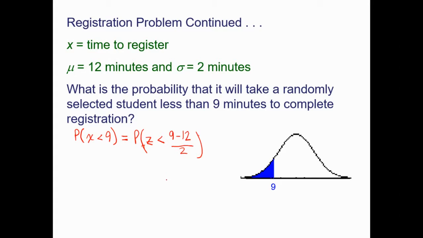When you put this in your calculator, I'll caution you now because third period had an issue with this. You can't just type this in. Because then it just does 12 divided by 2 to get 6, and says, oh, answer's 3. You don't want it to do that. You want it to do 9 minus 12 first, then divide by 2. So make sure you put parentheses in there. You type the whole thing in at once.